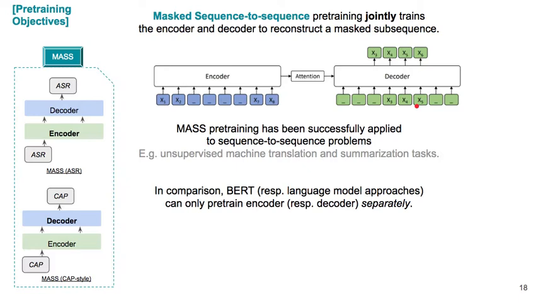The advantage of using MASS pre-training is that it jointly pre-trains the encoder and decoder. And so it's going to learn this attention module. In comparison, if we were to use approaches such as BERT or language models, then we could only pre-train the encoder or decoder separately. So we have no guarantee that it would also learn the attention module. So we'll be using this MASS pre-training strategy on caption-like datasets, Recipe1M and WikiHow, and also on the ASR-like datasets, so YouTube-8M and HowTo100M.